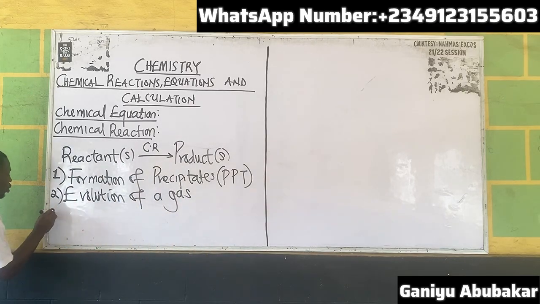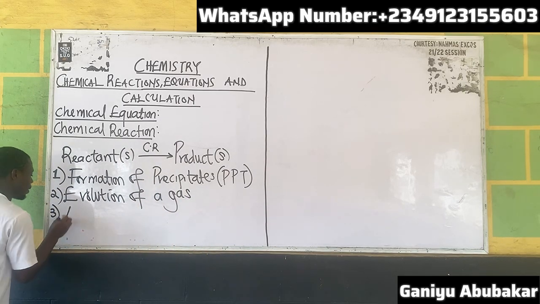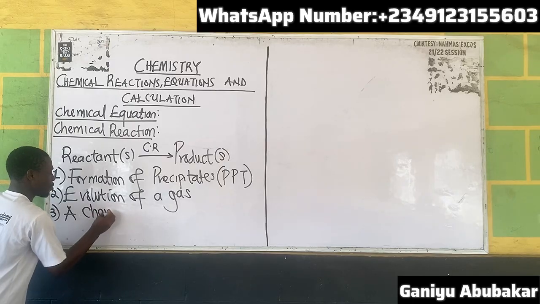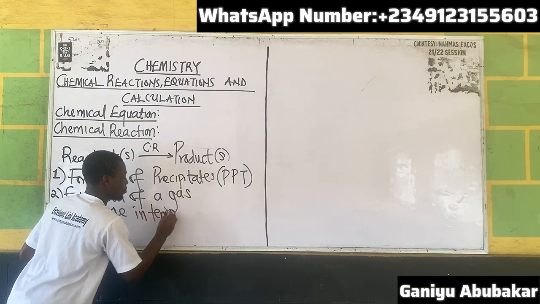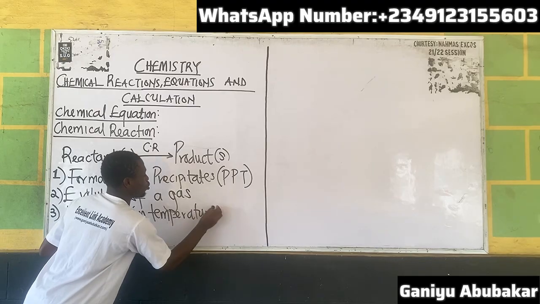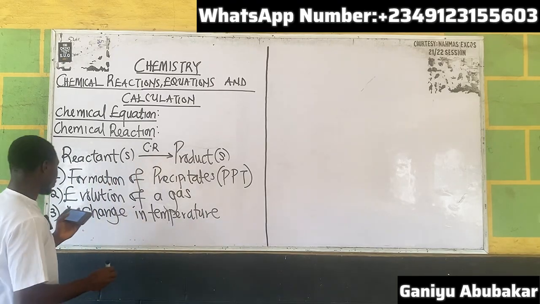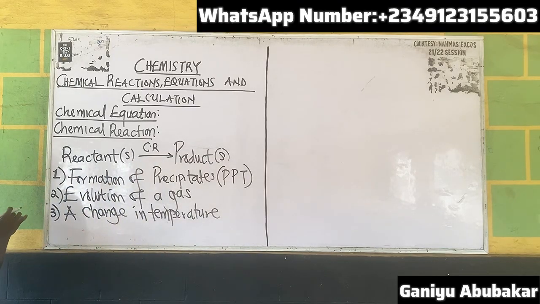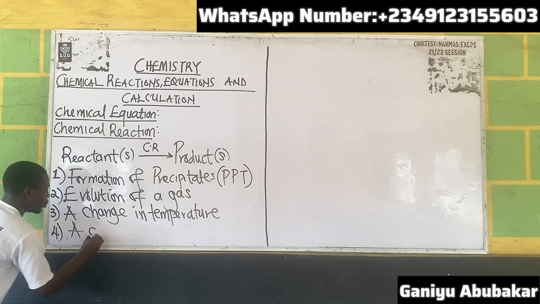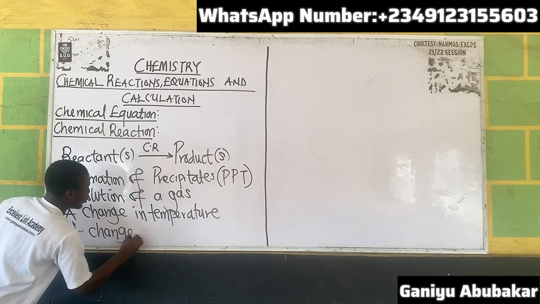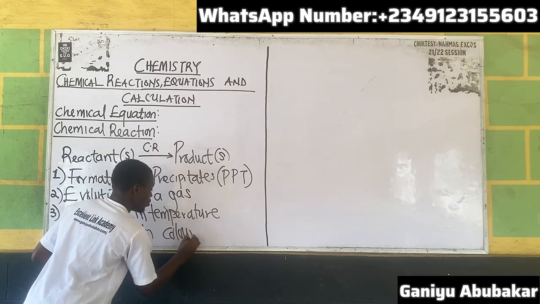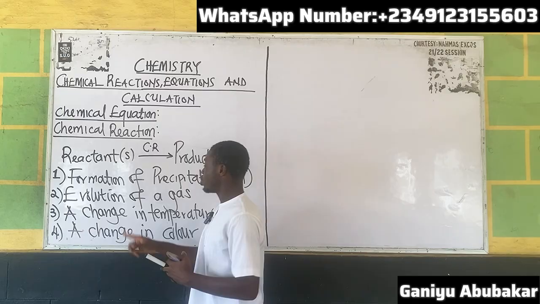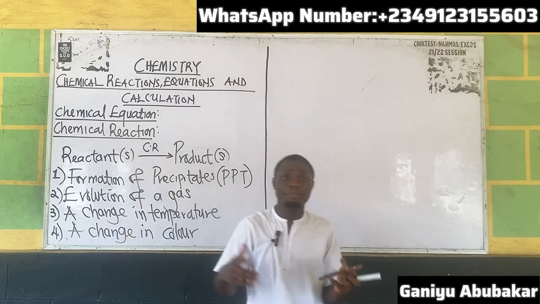Number three is called a change in temperature. Number four, perhaps there I have a change in color. All right. If I have a change in temperature, we all know what that means.